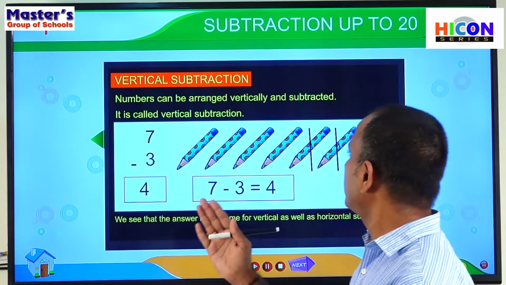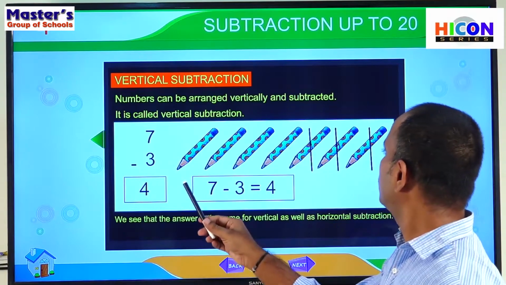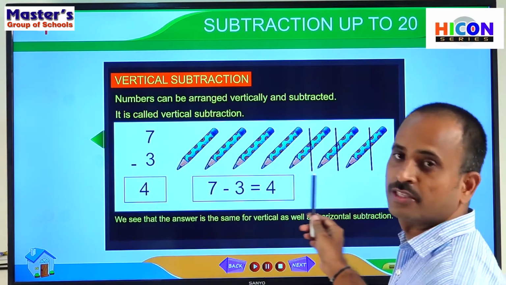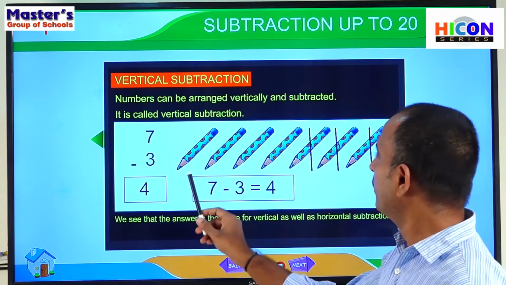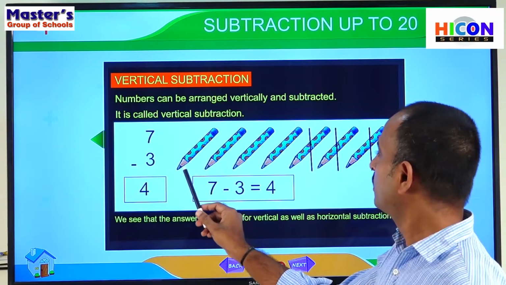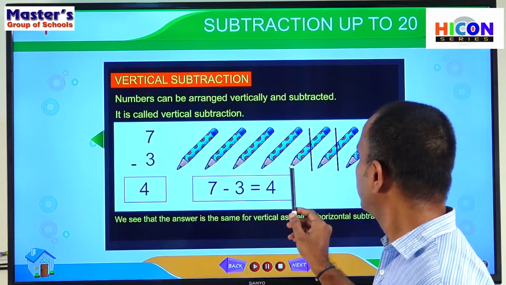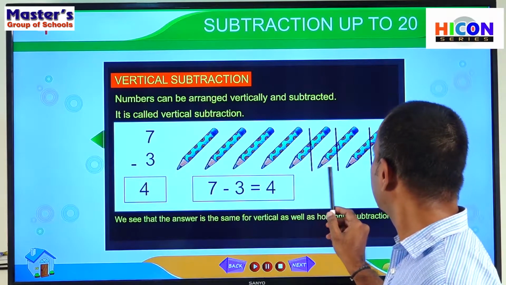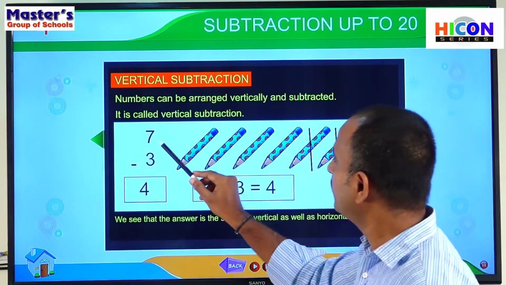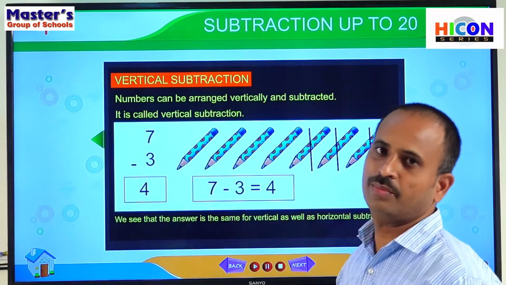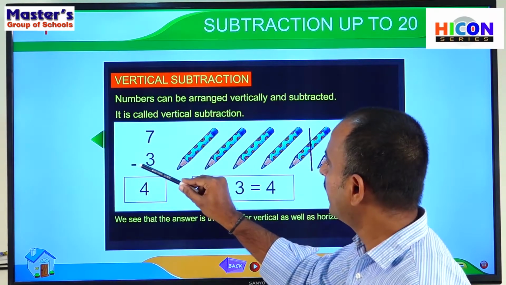So children, let us see an example of vertical subtraction. See the picture. So what are you observing in this picture? So what are these? Pencils. So how many pencils are given there? 1, 2, 3, 4, 5, 6, 7. So total 7 pencils are there. So that's why they have written 7 as the first number. So here the subtraction is 7 minus 3.